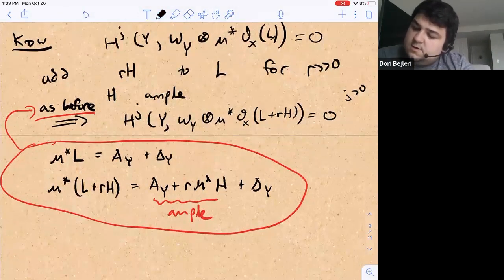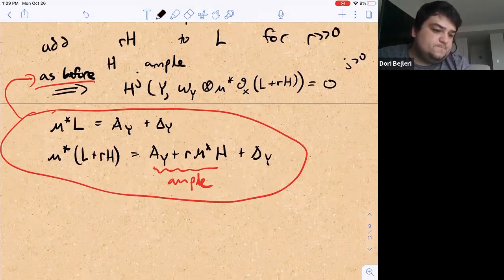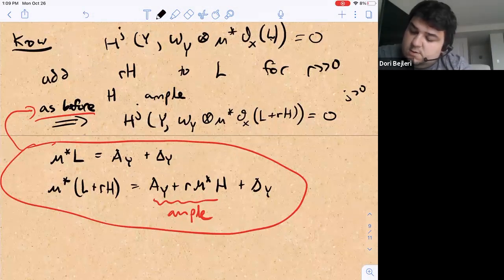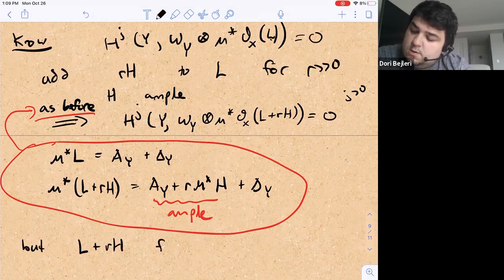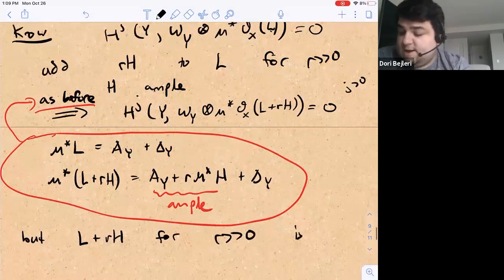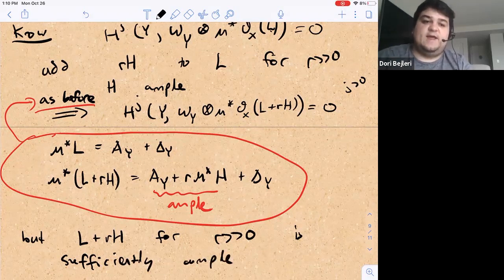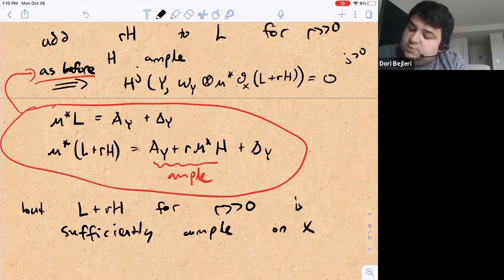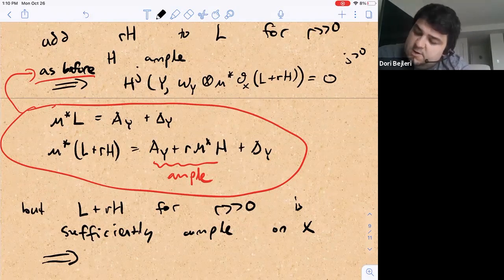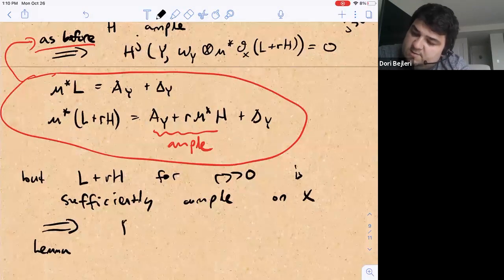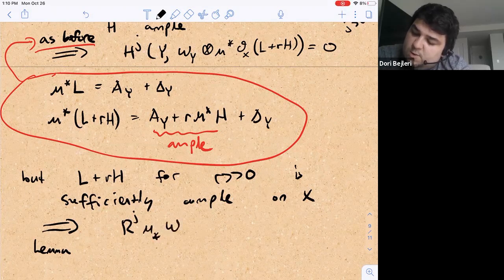And so now we can apply our proposition or our lemma. Right, so now L plus RH for r large is sufficiently ample on X, because really any divisor plus a large enough multiple of an ample is going to be sufficiently ample, but here we're even better because L is big enough. So by our lemma, because we know the cohomology upstairs of ω_Y tensor this pullback of a sufficiently ample is 0, then by our lemma, we know that the push forward of ω_Y is 0. And this is the first version of GR vanishing.